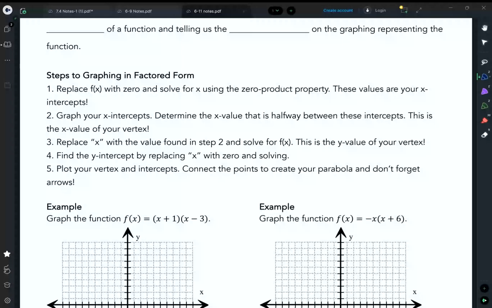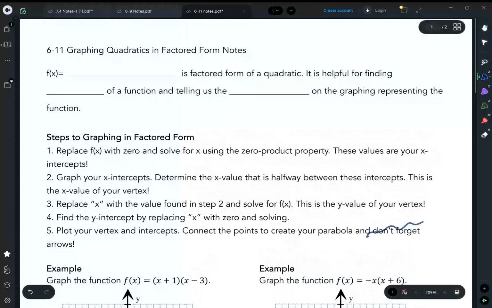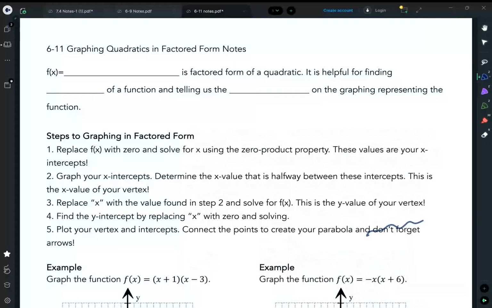Hello class, these are our notes for section 611 in Algebra 1. Today we are looking at graphing quadratics in factored form.